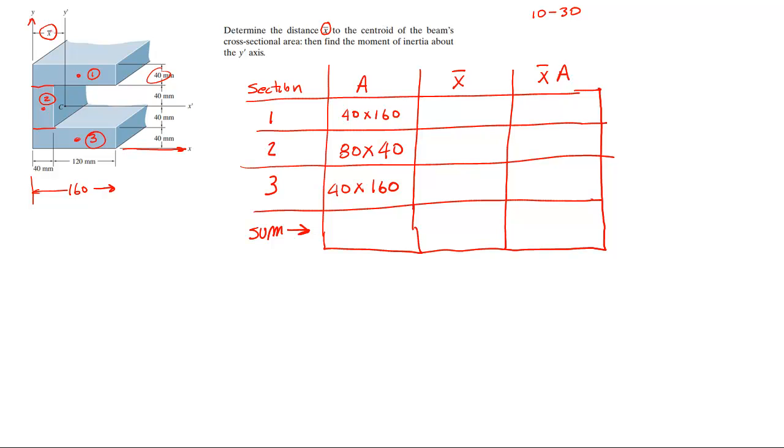X bar, okay, the X bar is the distance. Let's look at what X bar is for 1. For 1, X bar is that distance to that point. Since that's 160, that'll be 80. By the way, it's the same down there for section 3. Section 2, however, it's a lot less. It's half of that, or 20.